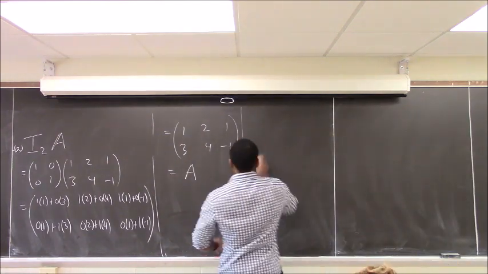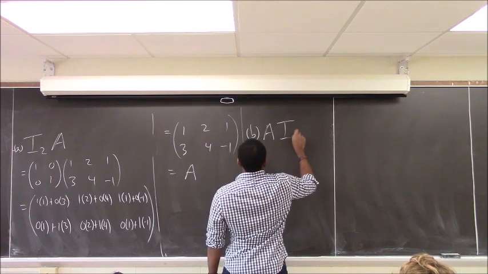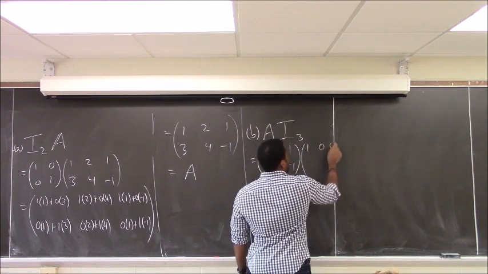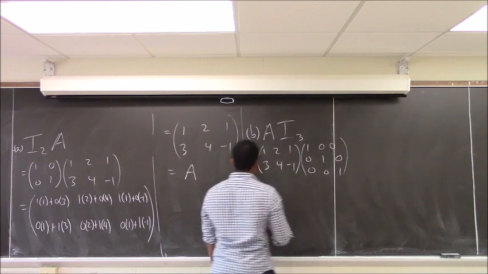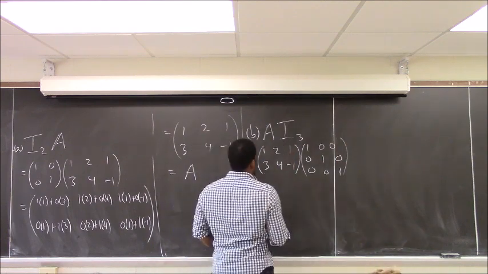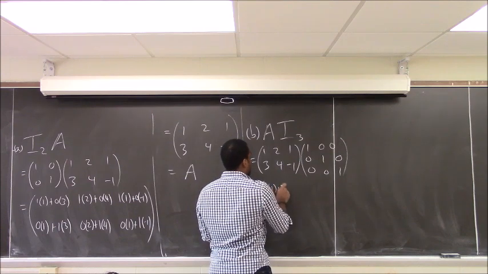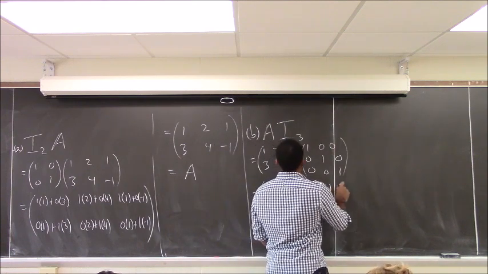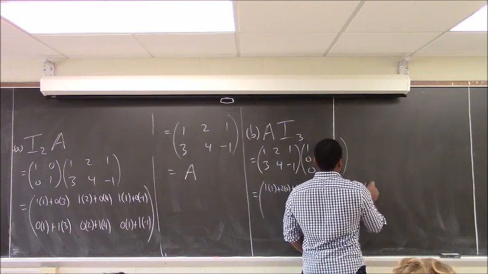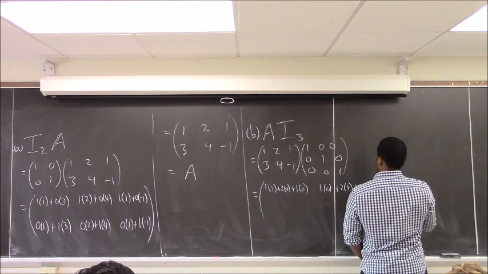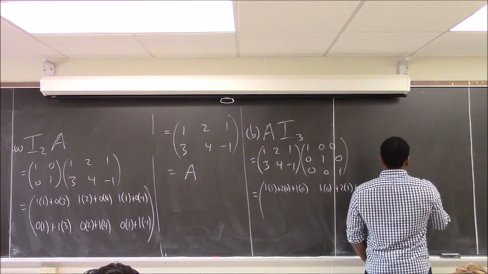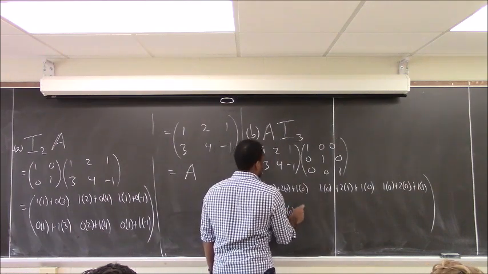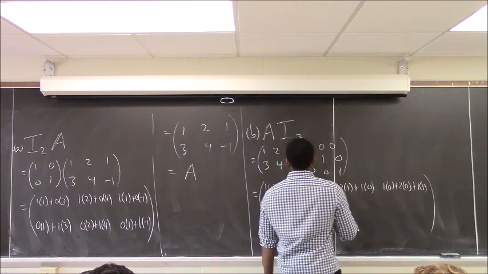Similarly, on the other side, you'd notice something very similar. So if I do that, A is 1, 2, 1, 3, 4, minus 1. First row times first column: 1, 2 times 0. First row times second column: 1 times 0, 1. First row times third column. Down to the second row times first, second row times second.